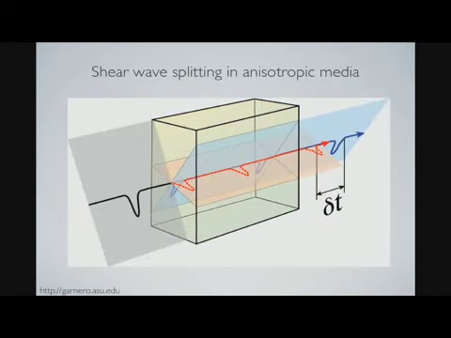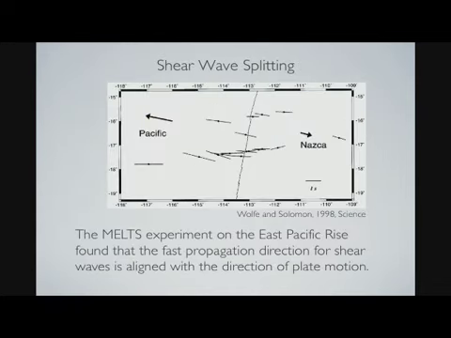So the end result of that is that you get this delta T, which is something that the seismologists can measure and tell us a lot about in terms of what the splitting is, the magnitude, the direction. And this was hypothesized going back to the 60s that there should be seismic anisotropy, and there was a very nice experiment done on the East Pacific Rise in the 1990s.